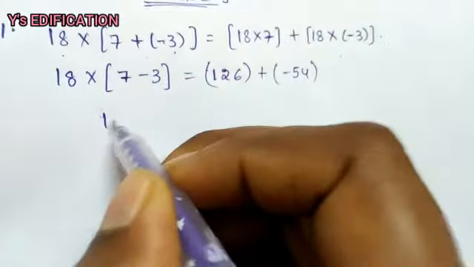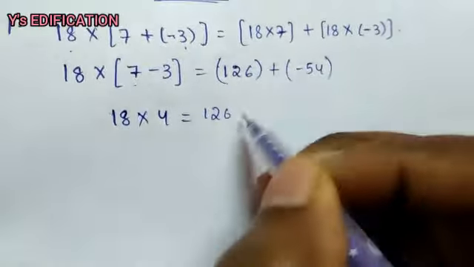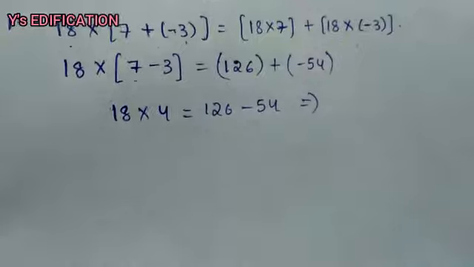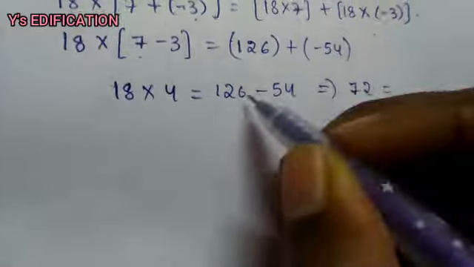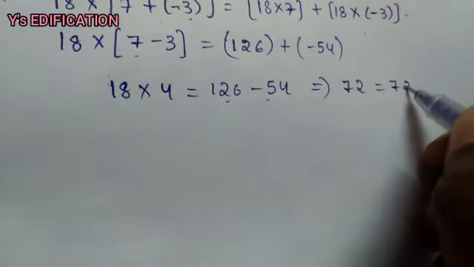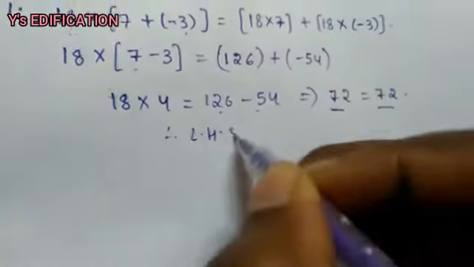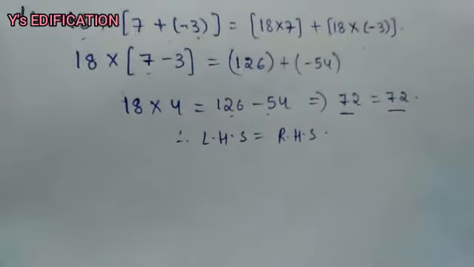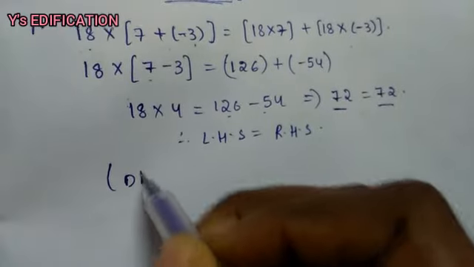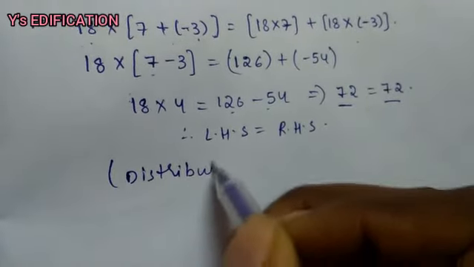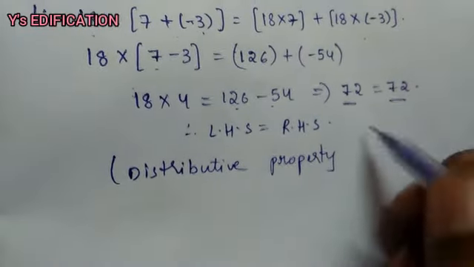Okay. Again 18 into 7 minus 3 is 4 is equal to 126. Plus into minus is minus 54. Okay. Now 18 into 4. What is 18 into 4? 72. 126 minus 54 is also 72. So here we can see that LHS is equal to RHS. Therefore, LHS is equal to RHS. Okay. So what is this property? This property is distributive property.